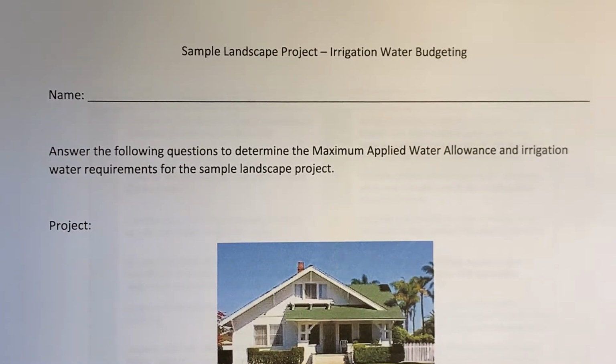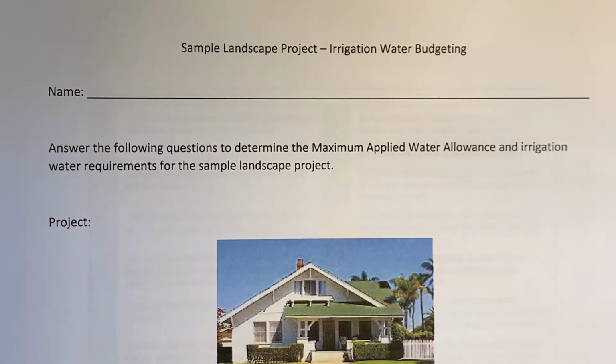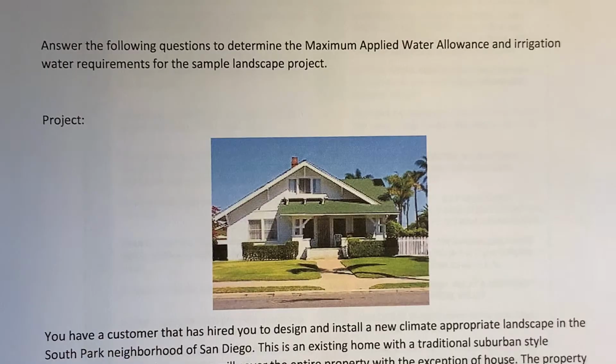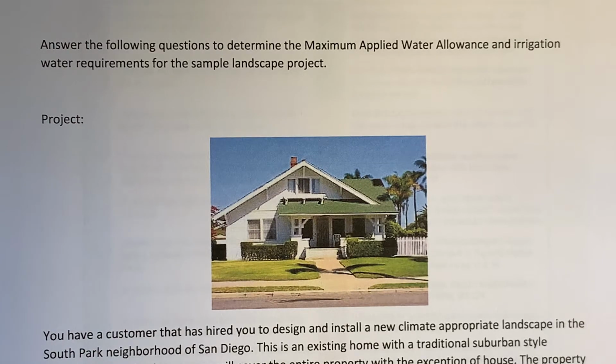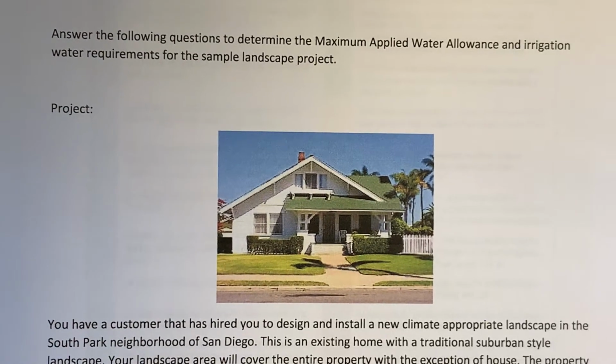Let's work through these sample landscape project problems. Go step by step, show you how it's done. Answer the following questions to determine the maximum applied water allowance and irrigation water requirements for the sample landscape project.